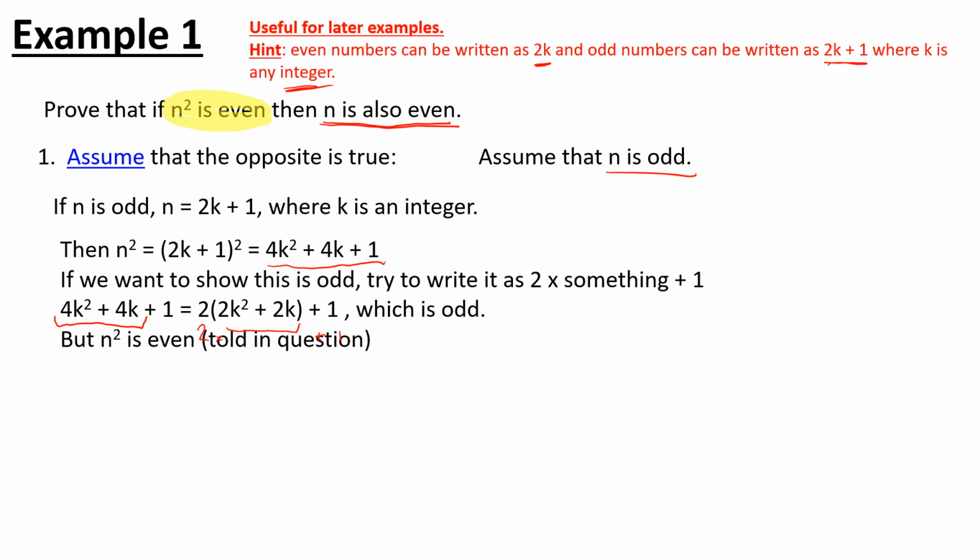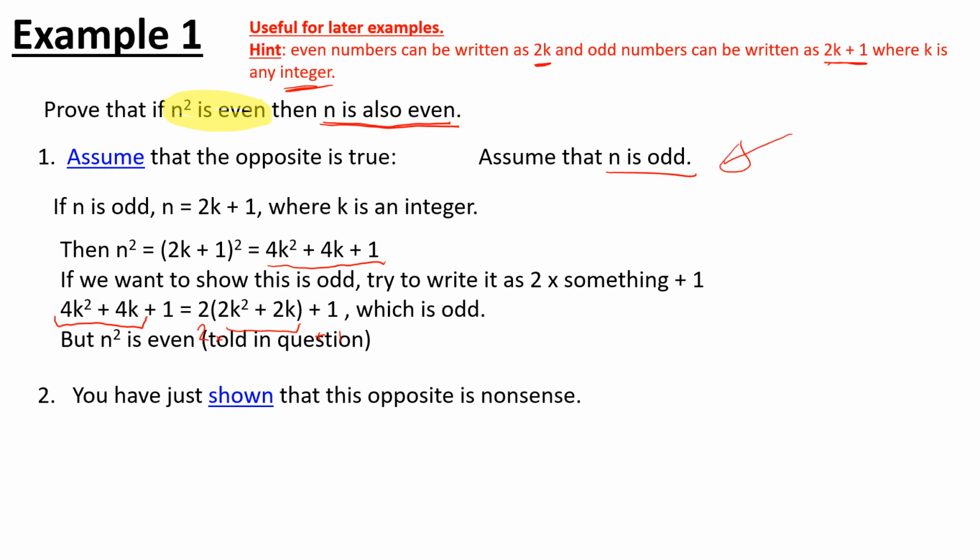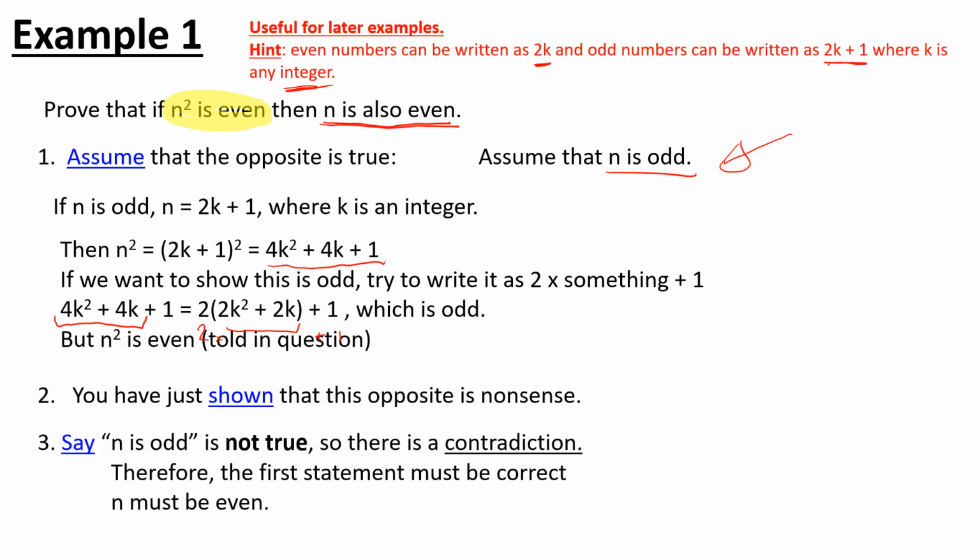But in the statement we were told that n squared is even. So what we've shown is that the opposite statement is nonsense. So let's just quickly recap that. We assumed that n was odd. We then worked out what n squared was, and it turned out to be odd. But that's nonsense because we know that n squared is even. So we've shown that the opposite is nonsense.